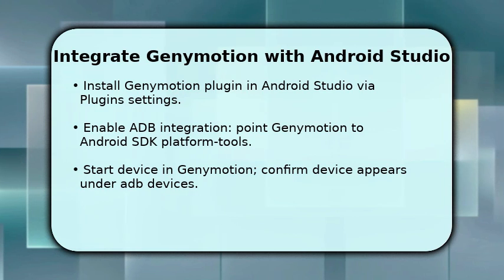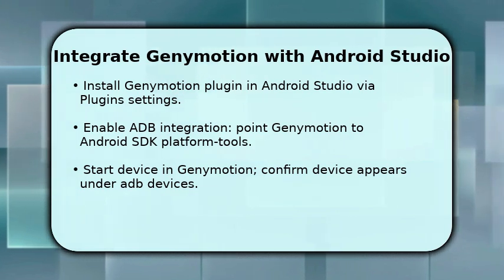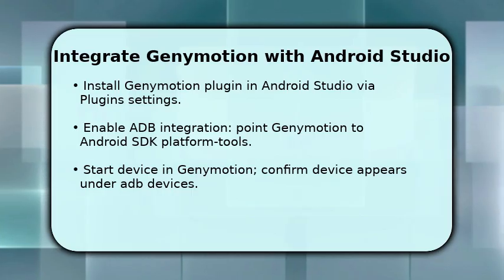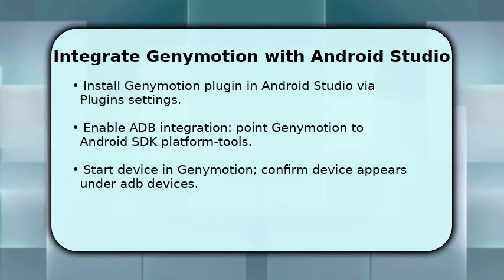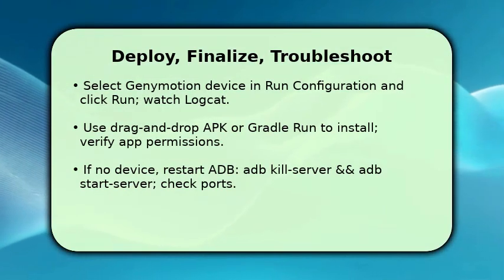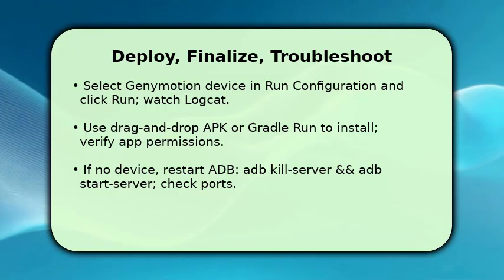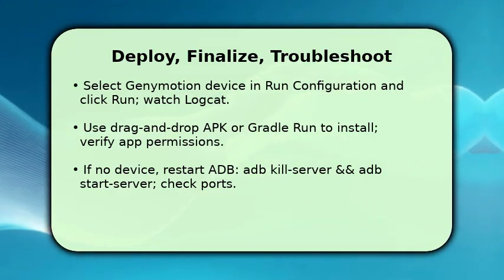This lets you select the Genymotion emulator as a deployment target in Run configurations and deploy your APK directly from Android Studio. To finish, choose the Genymotion device in Android Studio's Run configuration and click Run to deploy your app. Watch Logcat to confirm startup and permissions.